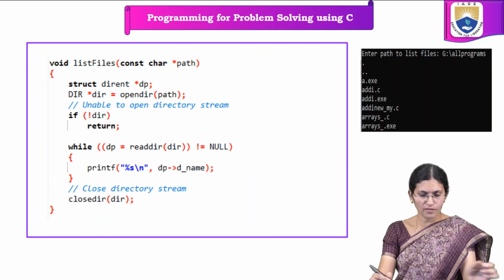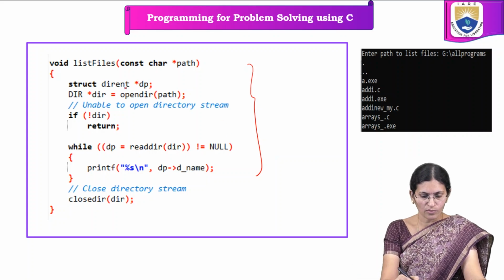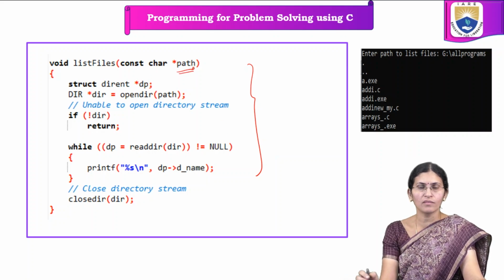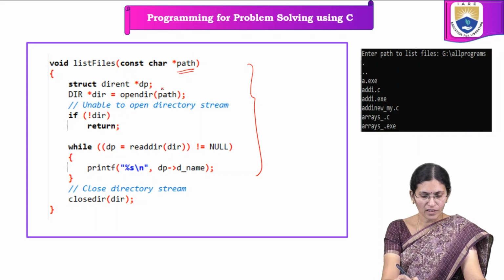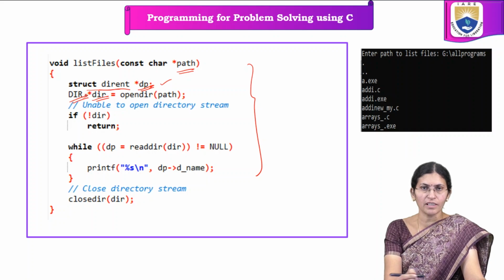Here, this is the function definition. With the help of this function, we can list out the files and subdirectories. This function takes one argument, a character pointer. Inside it we have declared two variables. One is a pointer variable of type struct dirent, and one more pointer variable is dir, which is of type DIR. DIR is a data type, whereas dirent is a structure. Dirent is a structure data type, whereas DIR is a data type which represents the system directory.